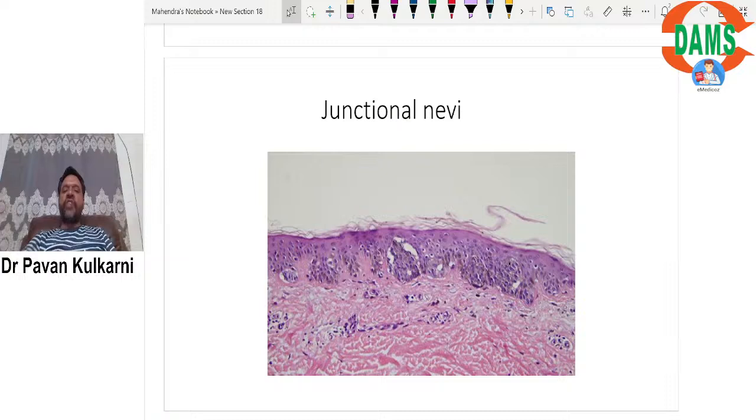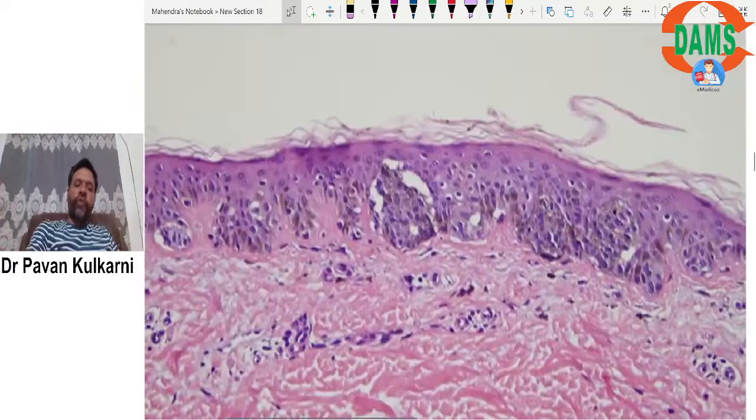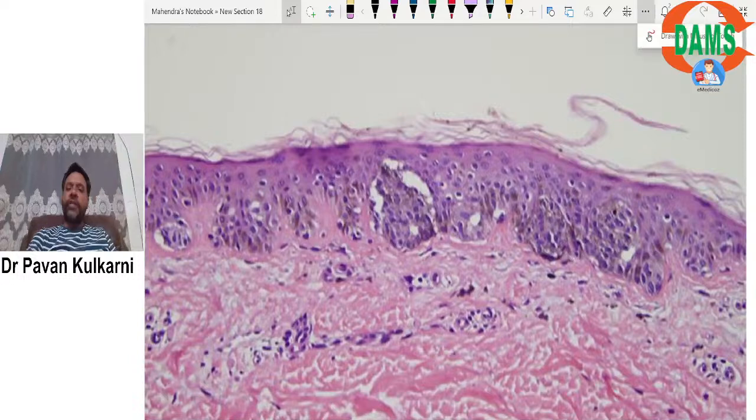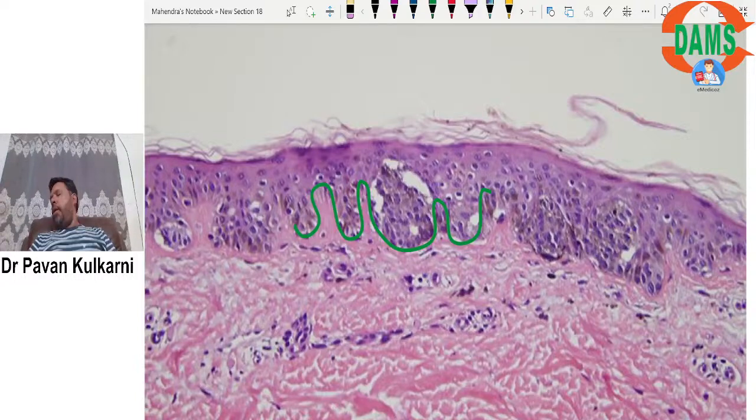Whereas the junctional nevi is the one where you can see the nevus cells at the junction. Carefully see this diagram. I'll just zoom in for you. You can see here the nevus cells are exactly at the junction of the epithelium and connective tissue. You don't see them in the connective tissue. That is why we call this junctional nevi.